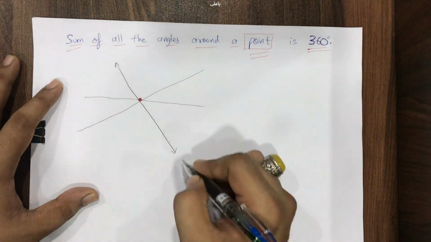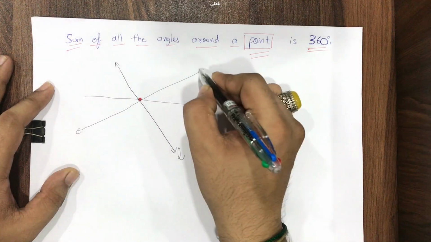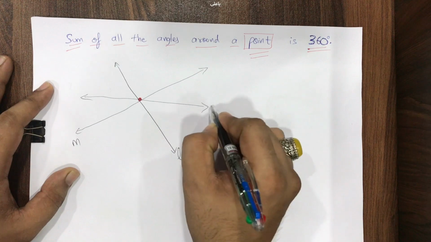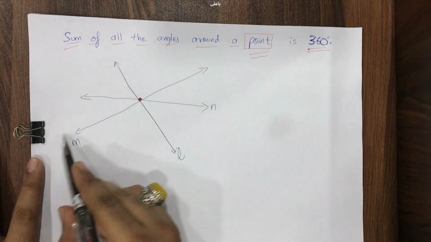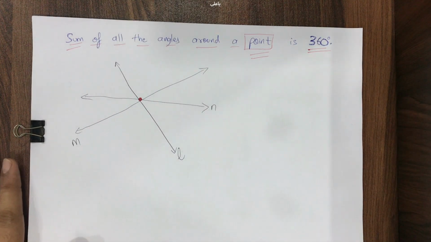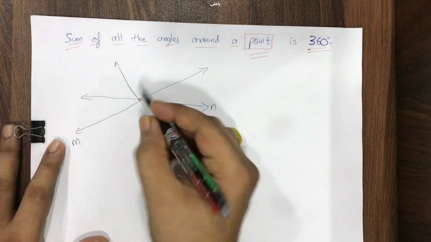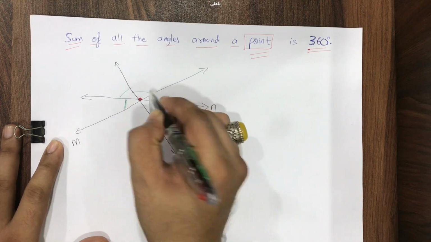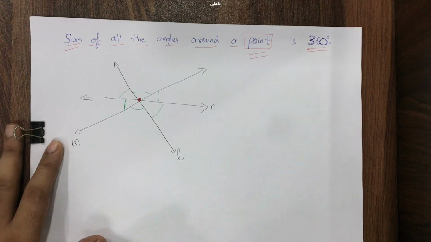Let us call this line as line L. Let us call this line as line M. Let us call this line as line N. Okay, this is line M, this is line L, and this is line N. Can I say students, some angles are formed in between here? I have one angle over here, one angle over here, one angle over here, one angle over here, one angle over here, one angle over here.